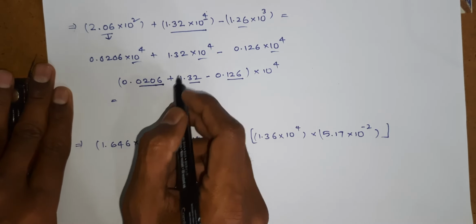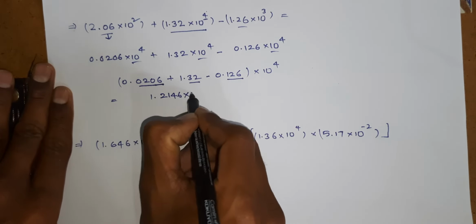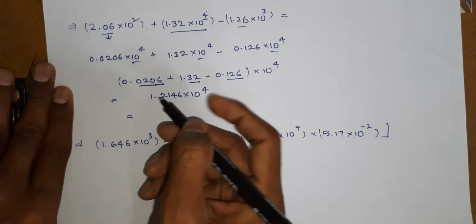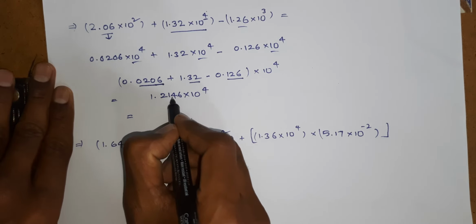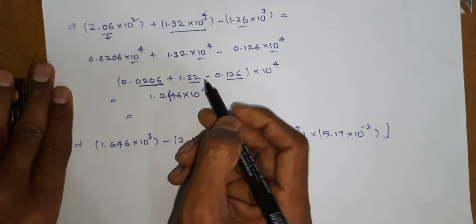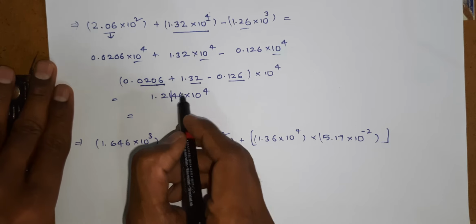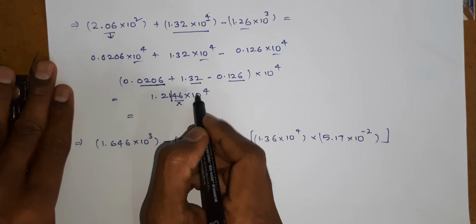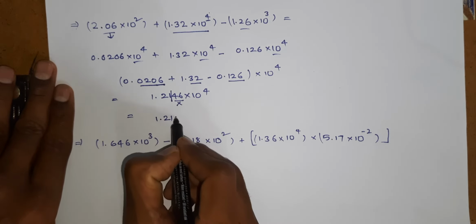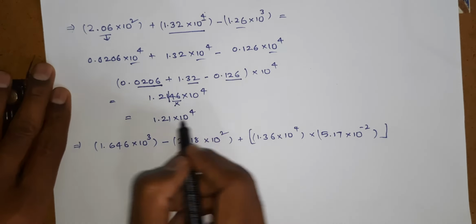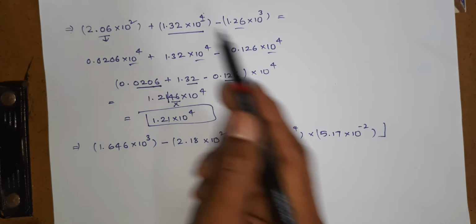If you add all these, you will get 1.2146 into 10 to the power of 4. You have to show it in 2 decimal places only. So up to 2 decimals is here, and 4 is less than 5. So you remove the 4 and 6, and write the preceding number as it is. 1.21 into 10 to the power of 4. This is the correct significant figure of this measurement.